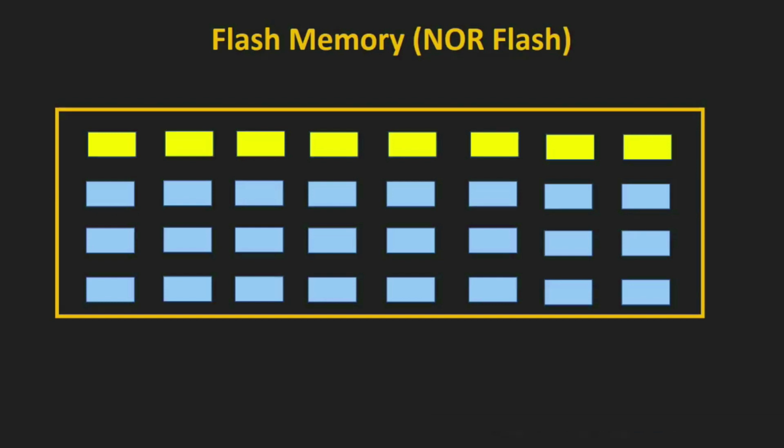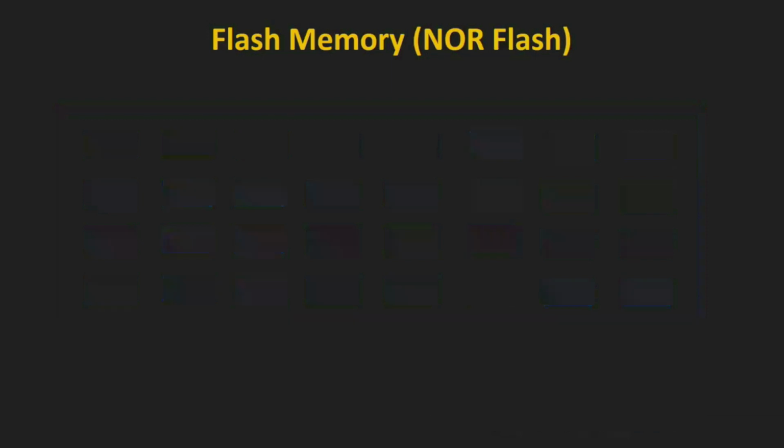So this NOR flash is used as program memory inside the microcontroller. There are many reasons for using flash memory as program memory inside the microcontroller. The first reason is its high density. In flash memory, in the same area, we can accommodate more memory cells, or to accommodate the same number of memory cells, we require less die area. That is one of the reasons why flash memory is used as program memory.